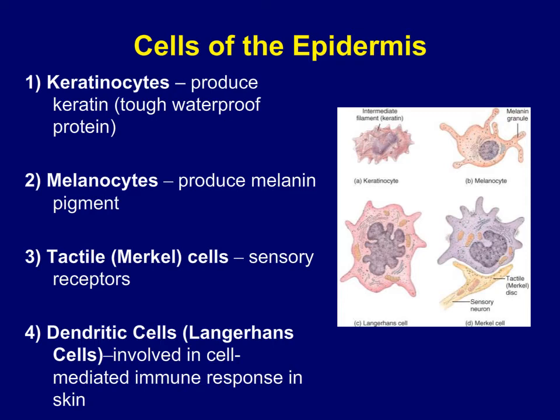And finally, the fourth cell we have is something called a dendritic cell or Langerhans cells. These cells are basically sentinels that are part of our immune system. And they will grab a hold of potentially pathogenic organisms and they will present these to our white blood cells for recognition and eventual destruction.